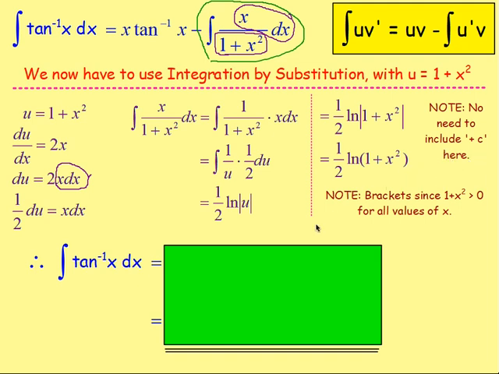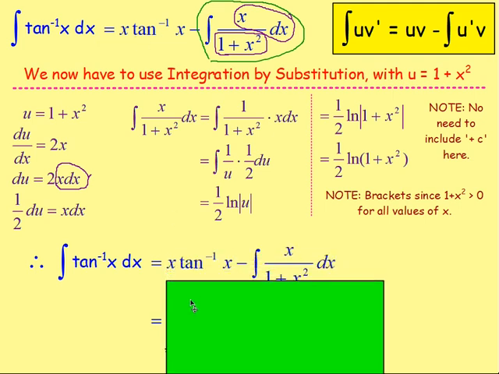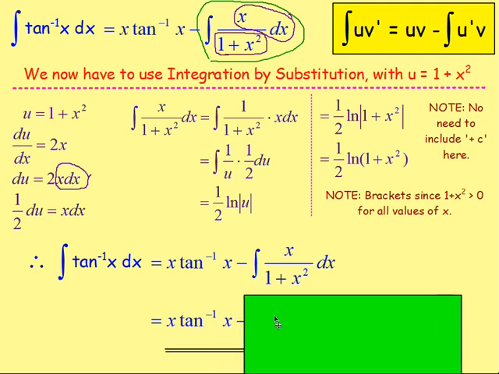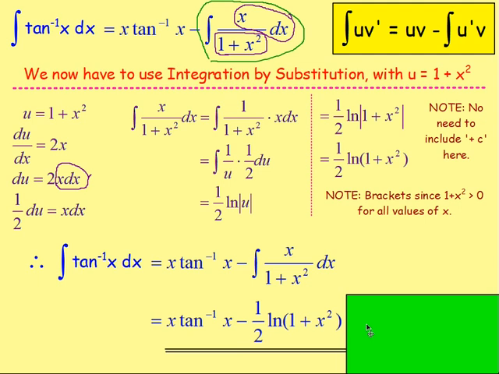You're then going to use that back in here, so we're again just taking this line, and we're wanting to replace the integral of x over 1 plus x squared with what we found it to be. So we're going to have x tan to the minus 1 of x minus, and we worked that out to be a half ln 1 plus x squared, so we can replace this with a half ln of 1 plus x squared plus c, and that is your answer.